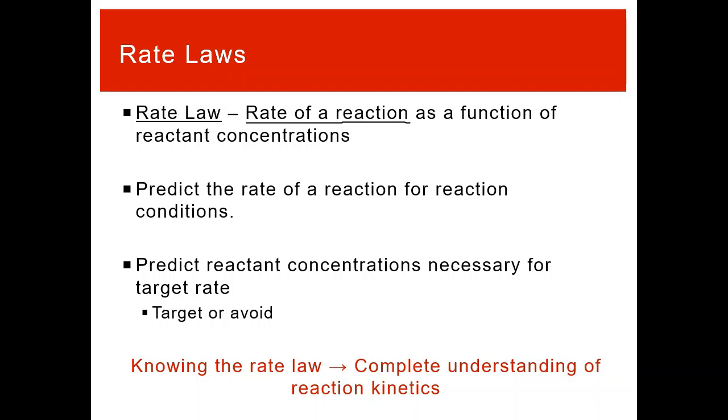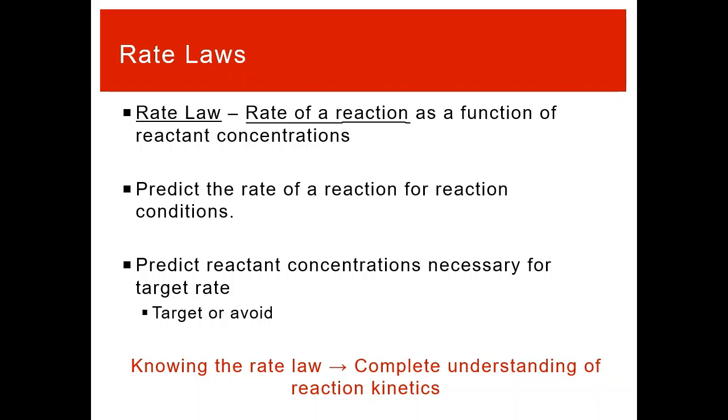One of the ideas about a rate law is that it takes the concentrations of reactants and tells you how fast the reaction is going to go. So that's beneficial. You can predict the rate for a given setup. More frequently, it's used the other way: you have a target rate. I want this reaction to go at a certain speed. What should I make my reactant concentrations? I want them to be so high because I want the reaction to happen at a certain pace.